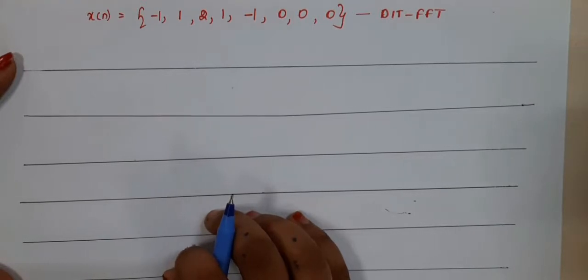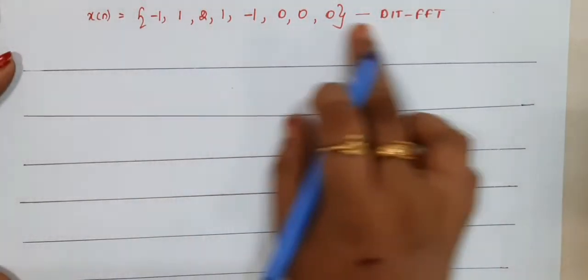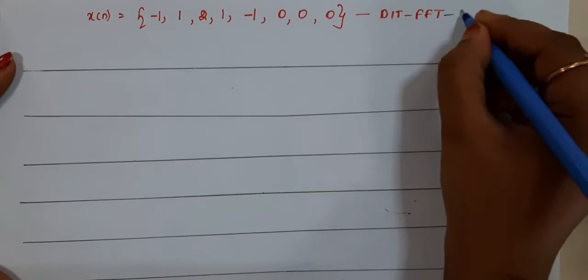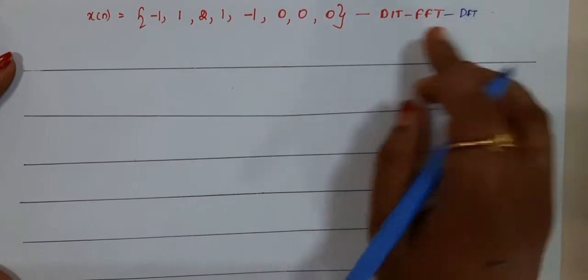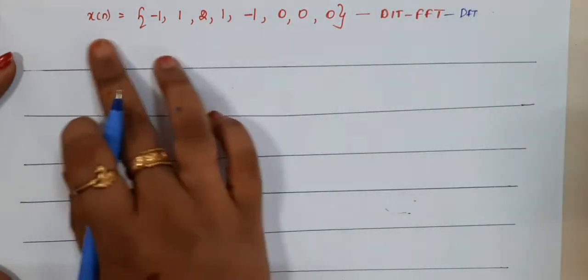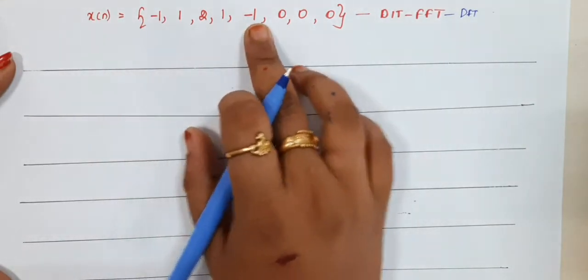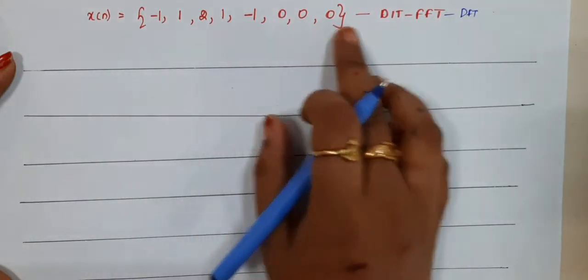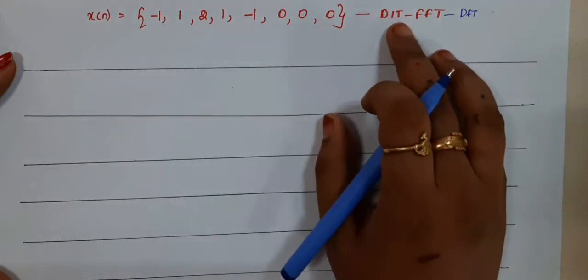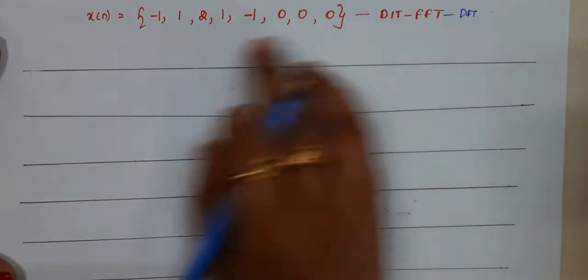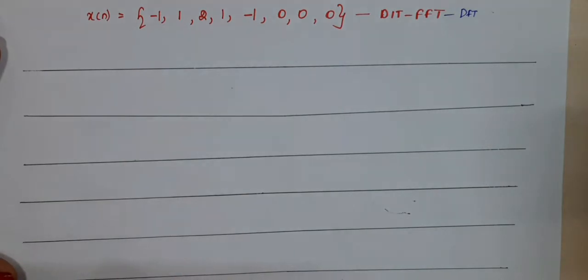So we can solve the problem by using DIT FFT. This is the computation of DFT using DIT FFT. The problem is given as x of n = minus 1, 2, 1, minus 1, 0, 0, 0. So what are the steps? The first step is, for the DIT, the input should be in bit reversal order.